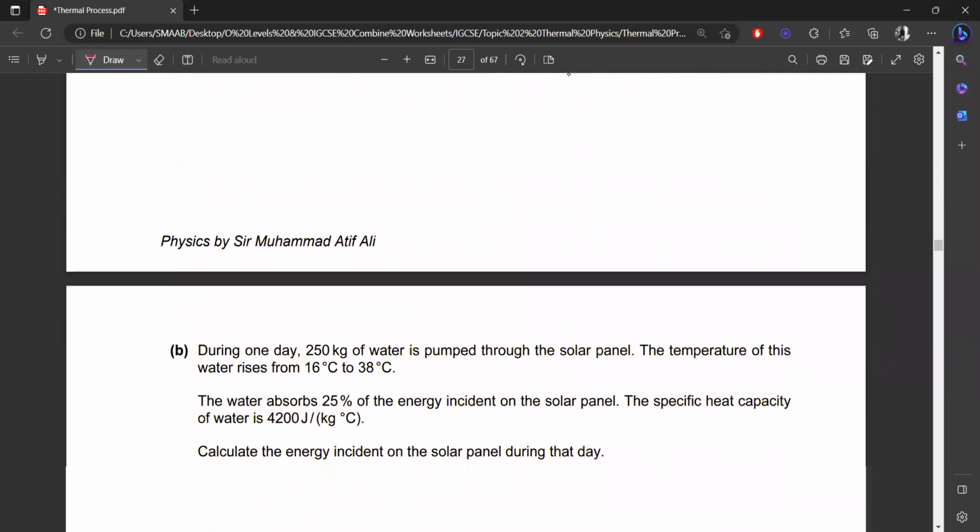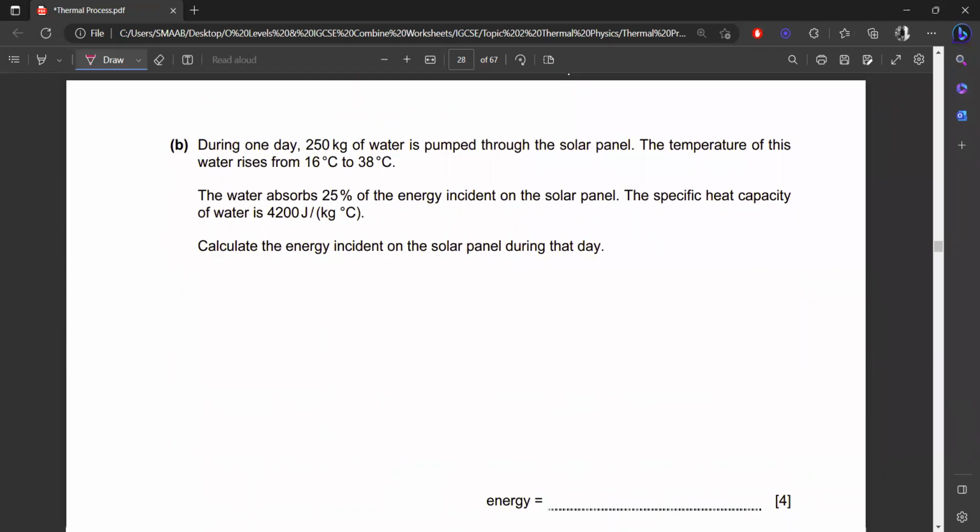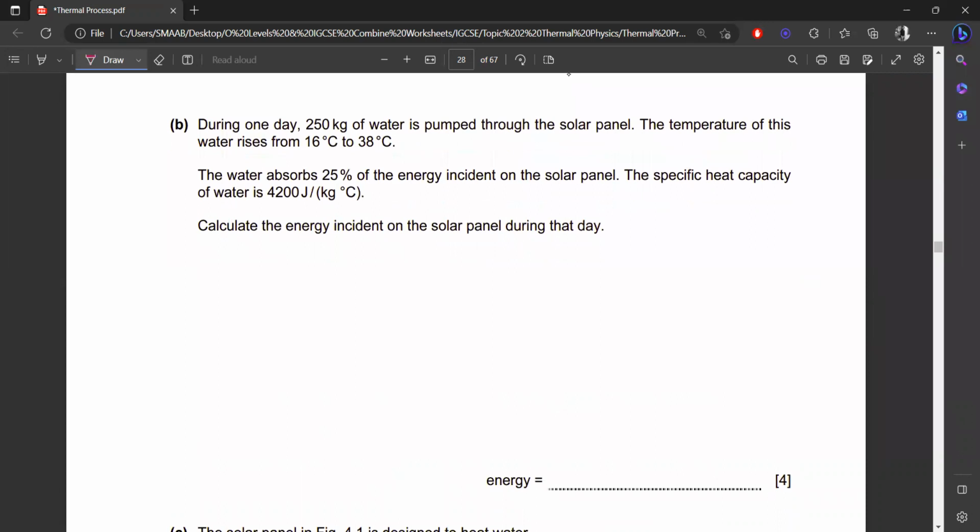Okay, in part B, during one day, 250 kg of water is pumped through the solar panel. The temperature of this water rises from 16 to 38 degrees Celsius. The water absorbs 25% of energy incident on the solar panel. Specific heat capacity of water is 4200. Calculate the energy incident on the solar panel during the daytime.